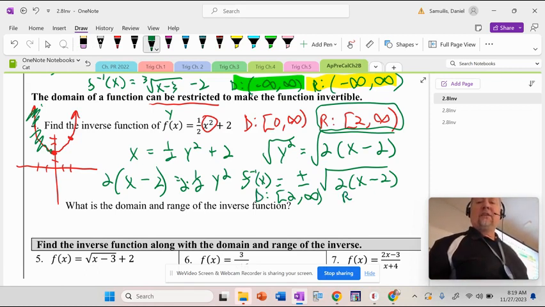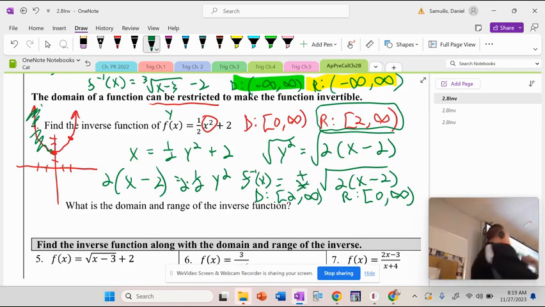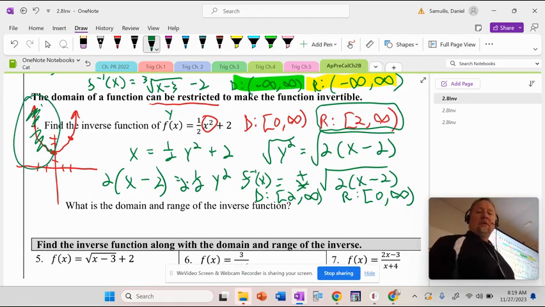This is the big deal. This makes sure I only have positive outputs. So go ahead and try to make that look like a different color or something like that. You have to cross out that negative outputs because you have to keep the inverse a function. So that's how come this happened, because this happened right here.